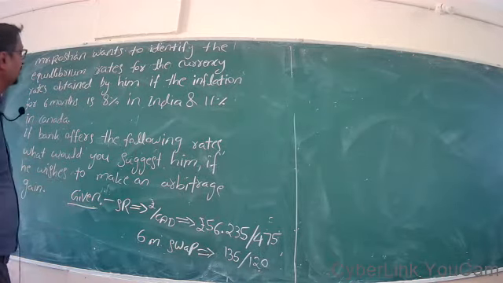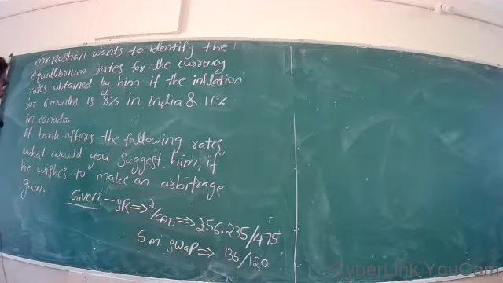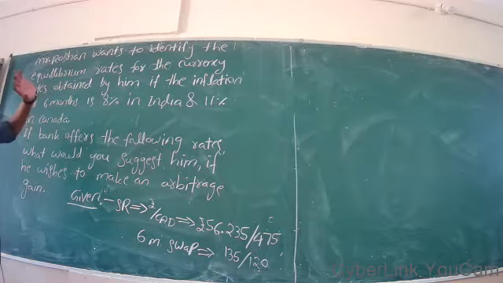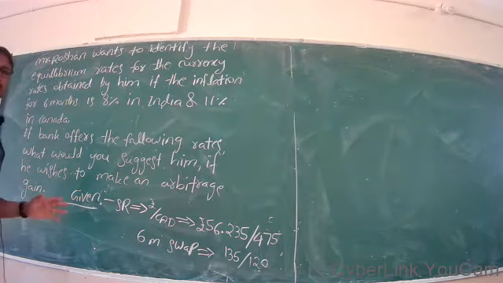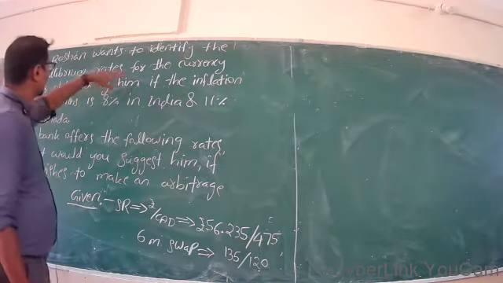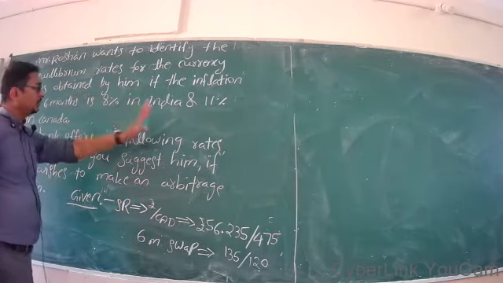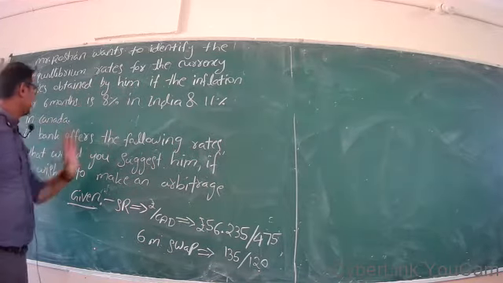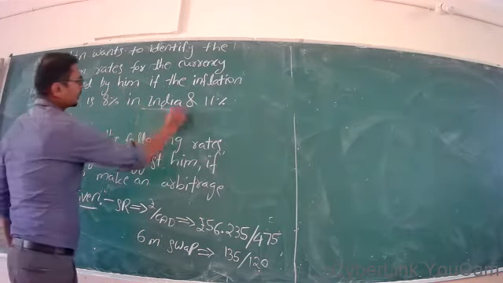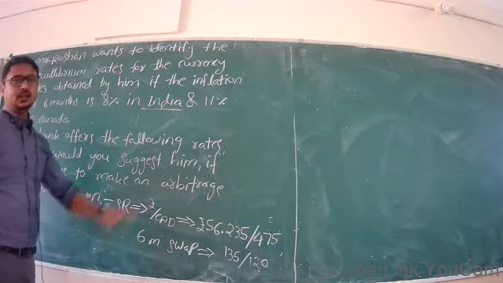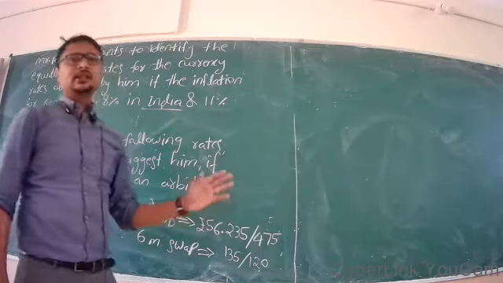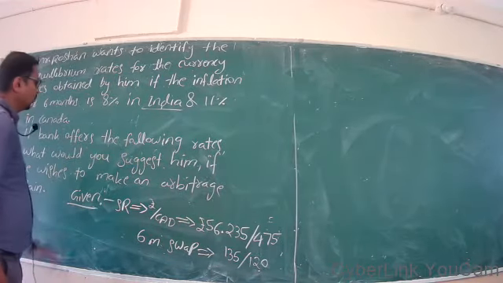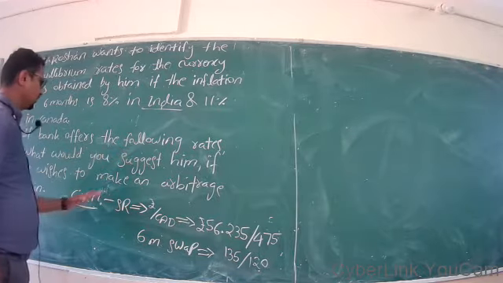Like yesterday's problem, there is a little twist in today's problem. Say Mr. Roshan wants to identify the equilibrium rates. Yesterday we solved what is equilibrium. For the currency rates obtained by him, the inflation for 6 months is 8% in India and 11% in Canada. Since one currency is INR, it is implied that India is the home country here.